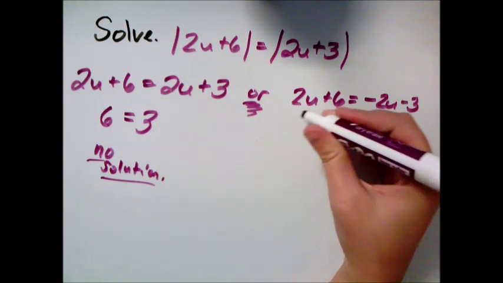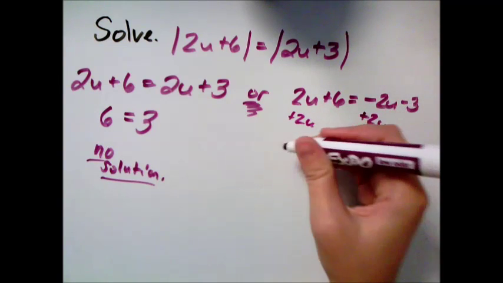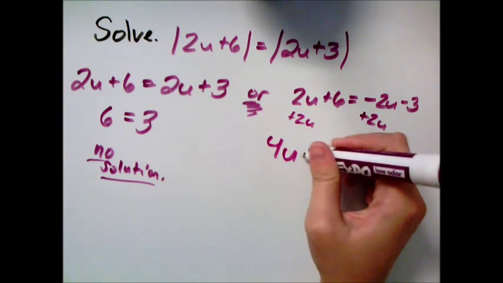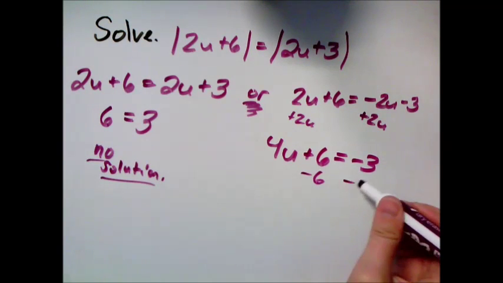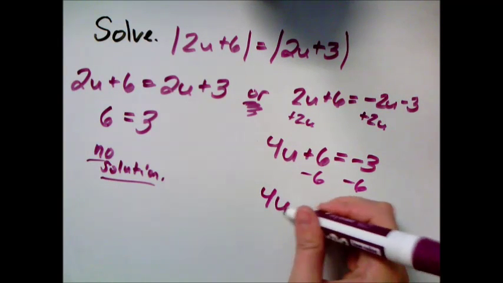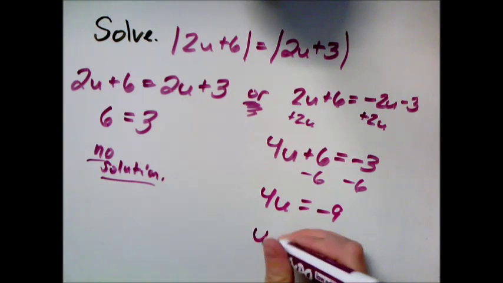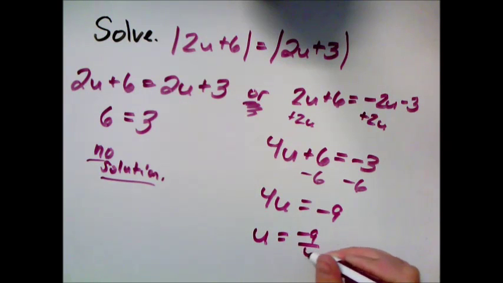Now we're adding 2u to both sides to get rid of a -2u. So this says 4u plus 6 equals -3. And then subtract 6 from both sides. So I get 4u equals -9. And divide both sides by 4.